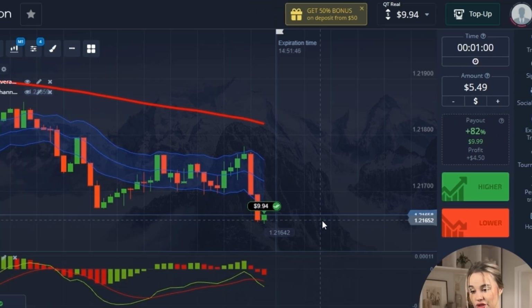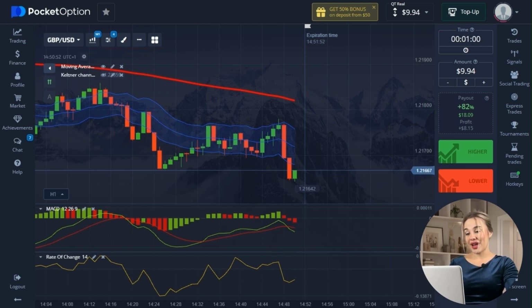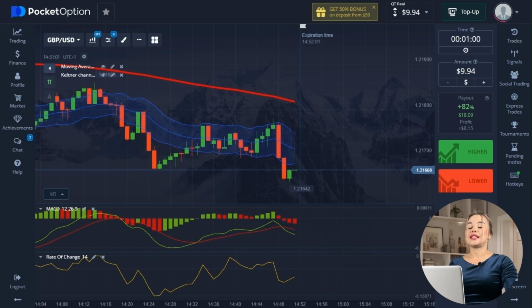Friends, I've just closed another trade and I've got nearly $10 in my deposit now. Let's increase our investment size to that amount and keep an eye on the chart. As for now, let's continue our discussion.